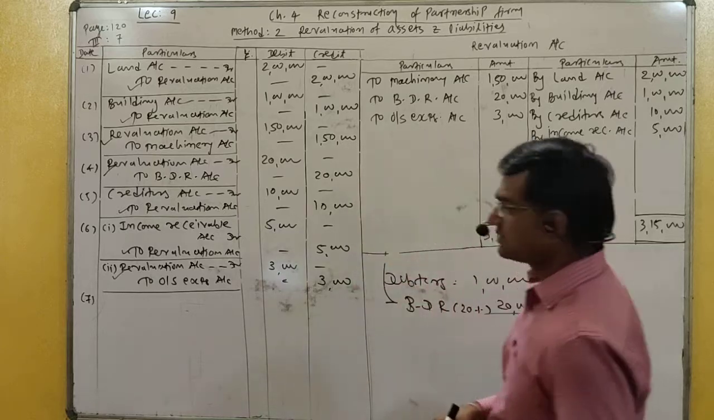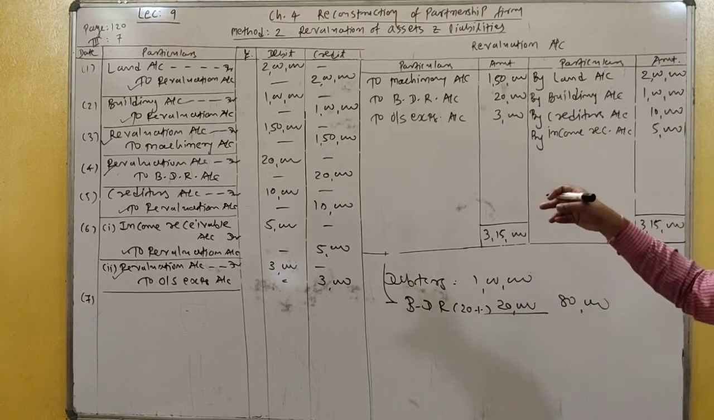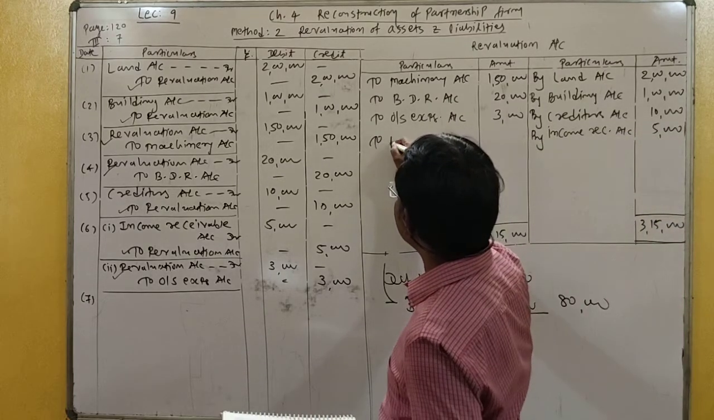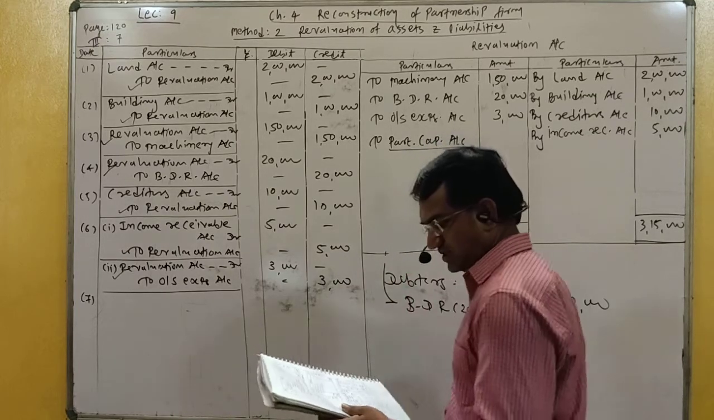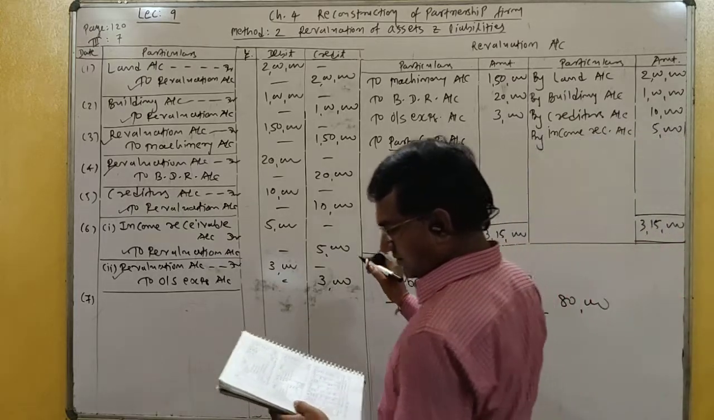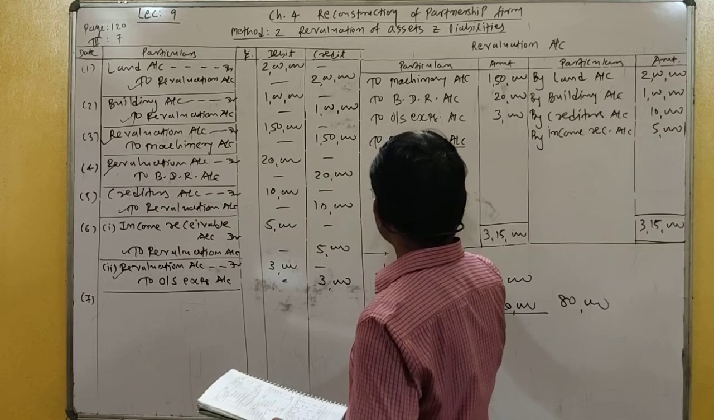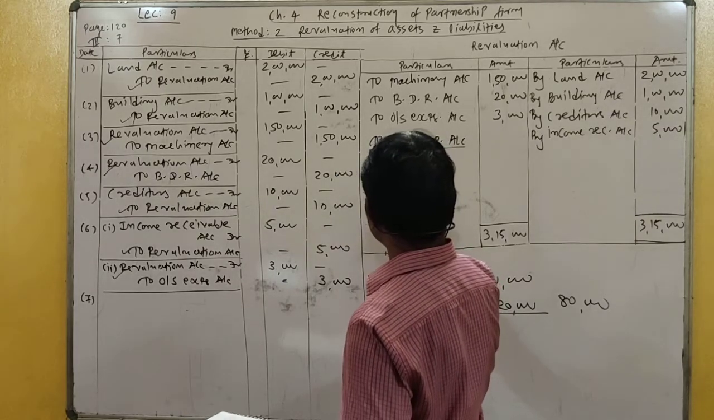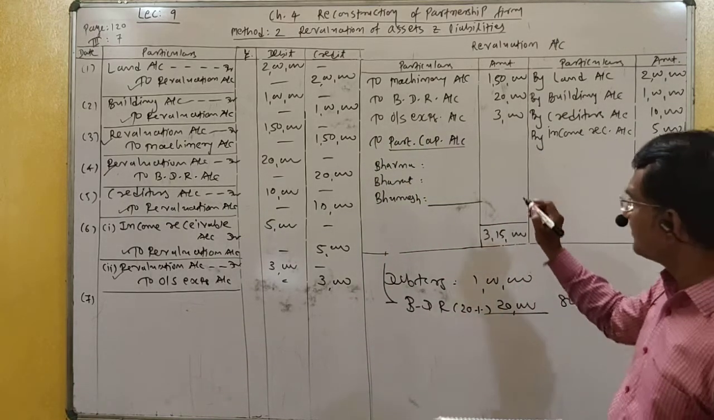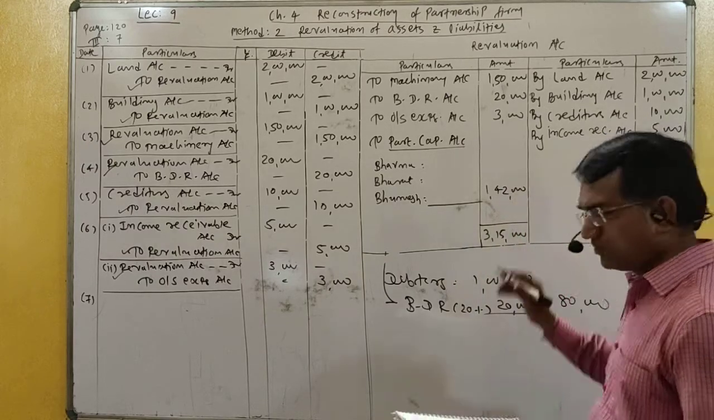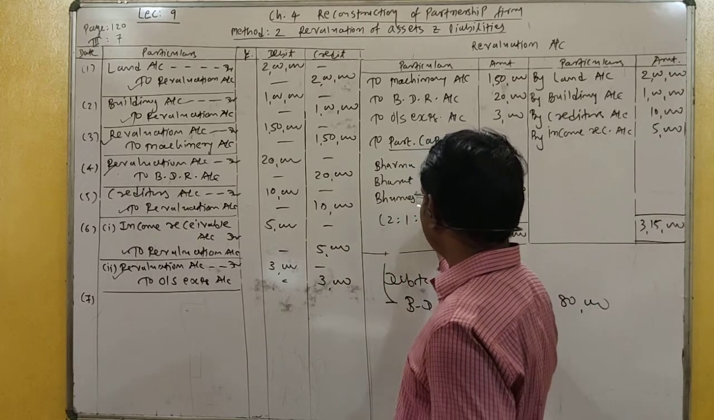And the difference is called revaluation profit, because the credit side is higher. Revaluation profit is transferred to partner capital accounts in their old profit sharing ratio. 3 partners are given: Bhavna, Bharat, Bhunesh. Right? Difference 1,42,000, and the old profit sharing ratio of the partners is 2:1:1.